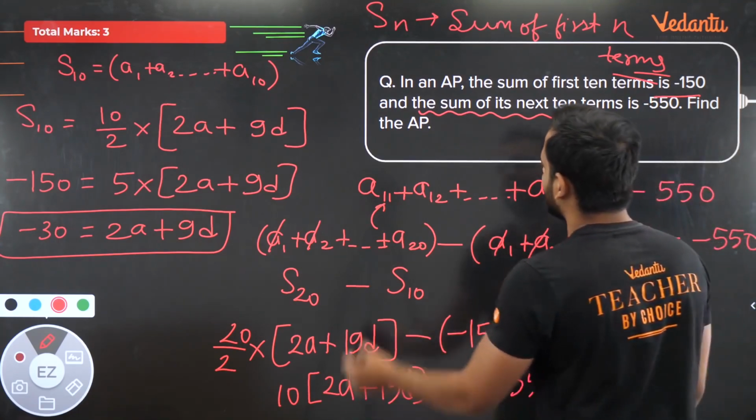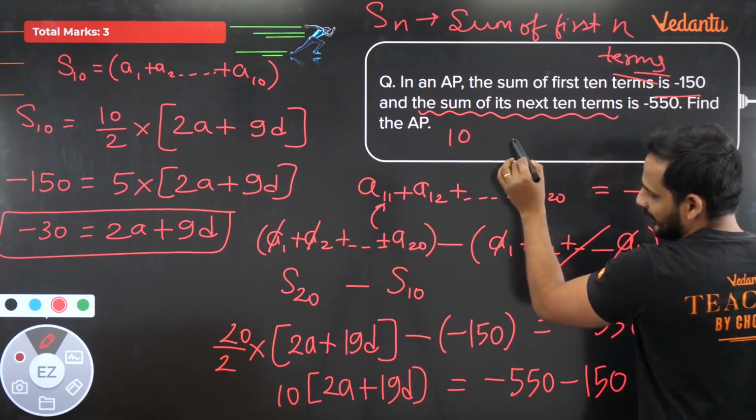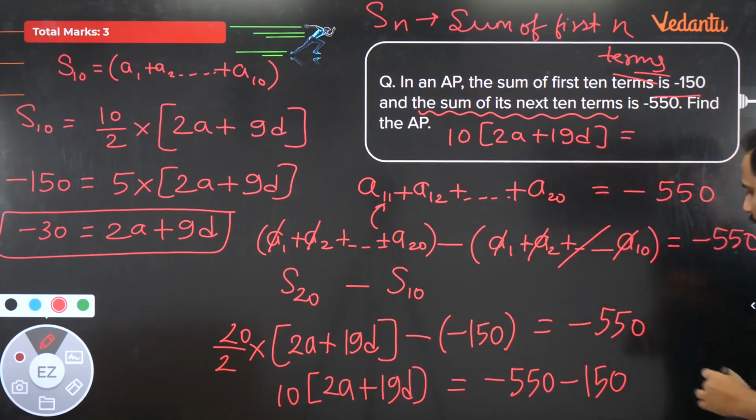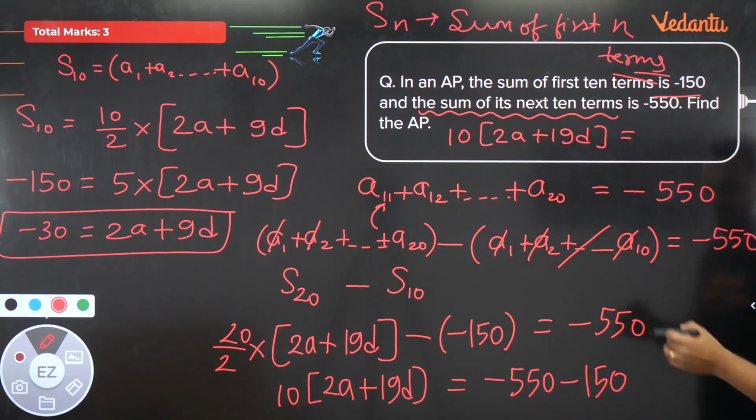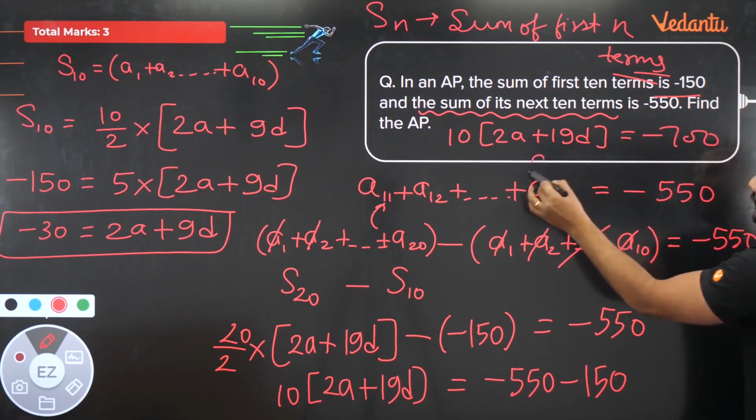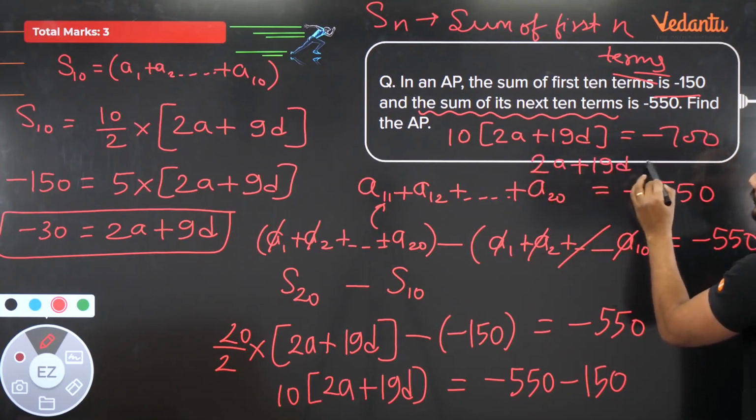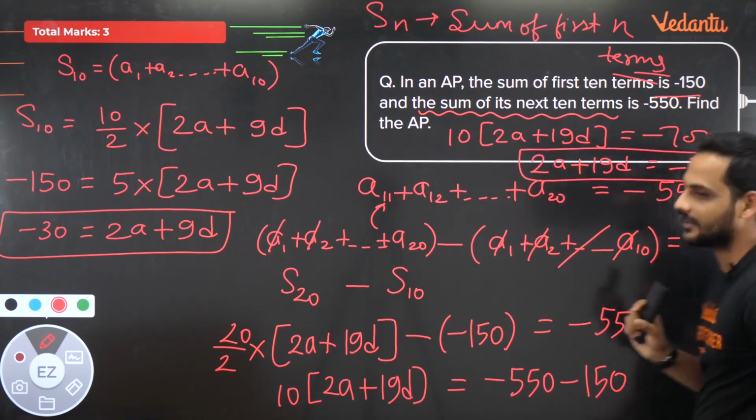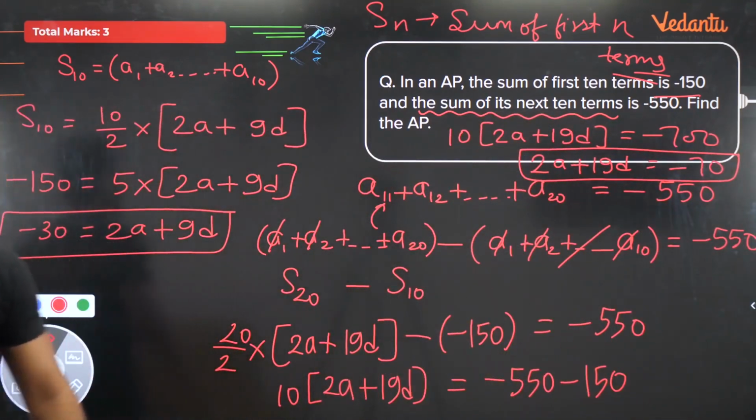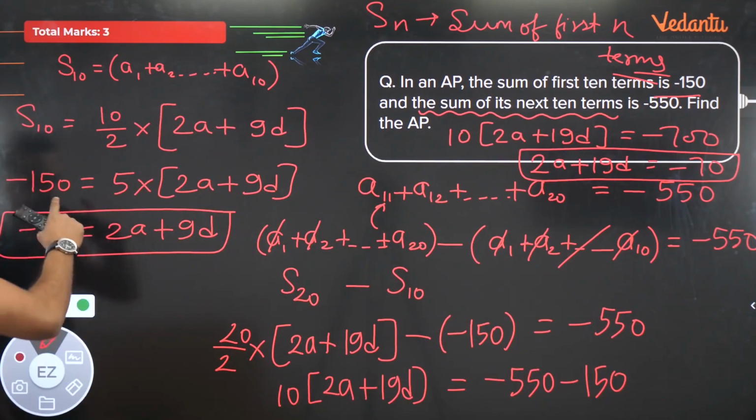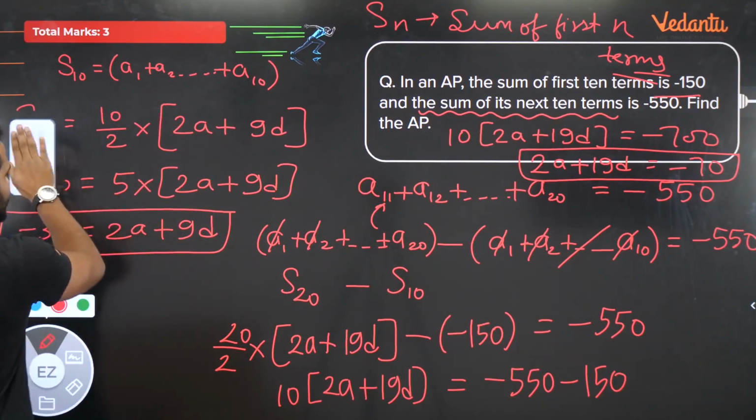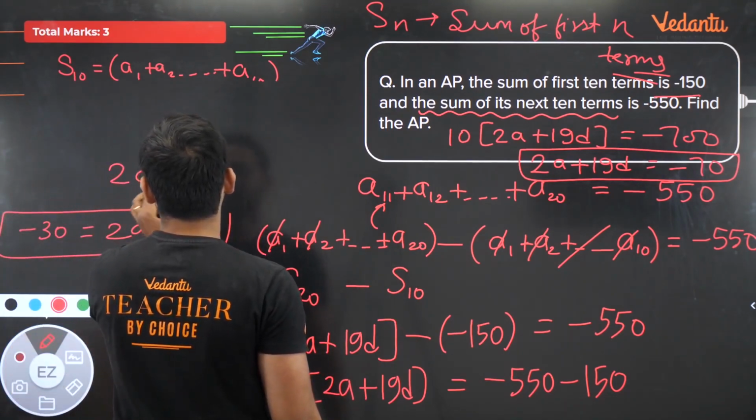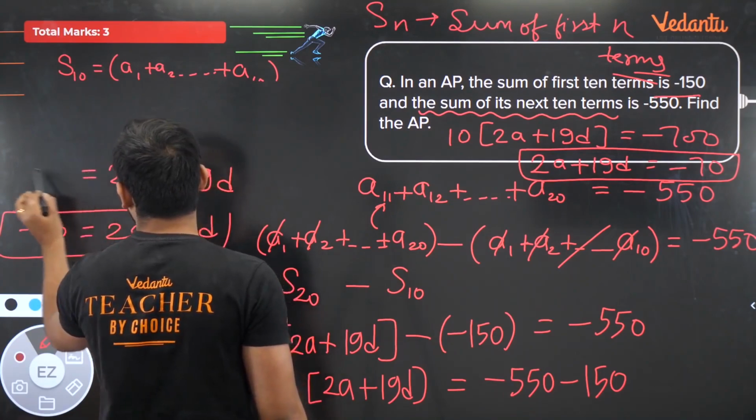So you will be getting what? I am writing this part here. 10 times of 2a plus 19d is equal to minus 550 minus 150, which is minus 700. So you have got 2a plus 19d. This 10 will go there in division, so it will become minus 70. This is your second linear equation in two variables. You have got your two linear equations in two variables. One is 2a plus 9d is equal to minus 30, and the other you have got is 2a plus 19d is equal to minus 70.